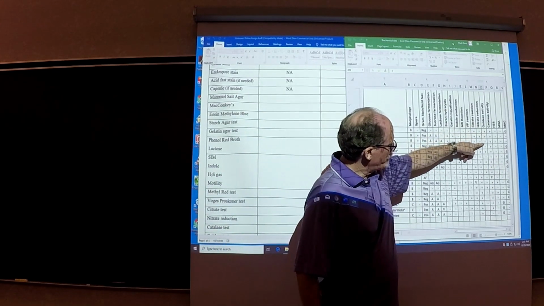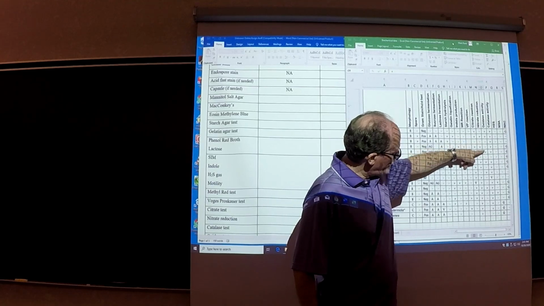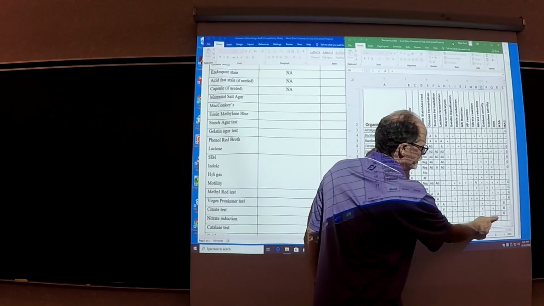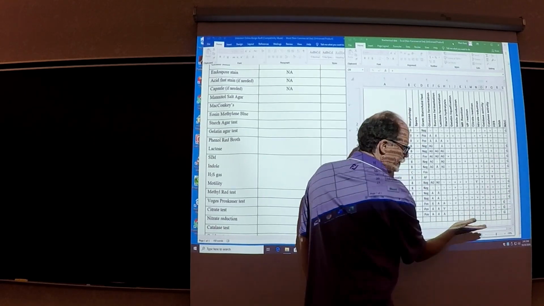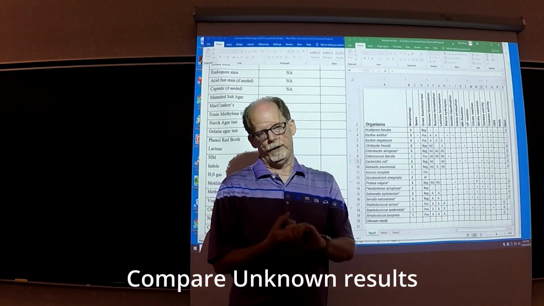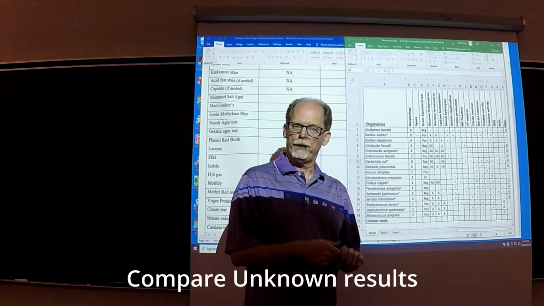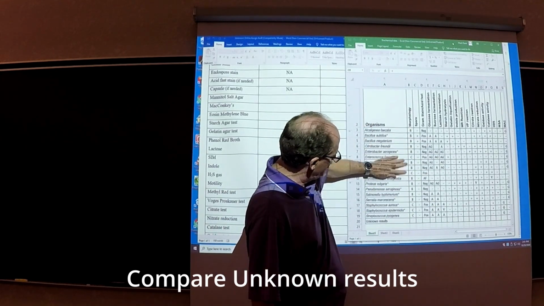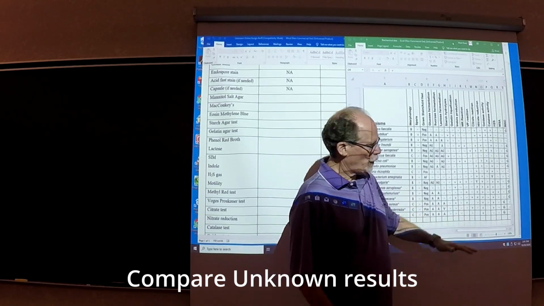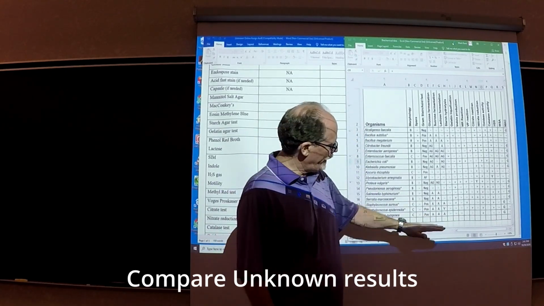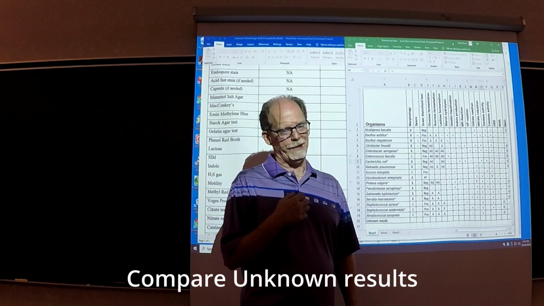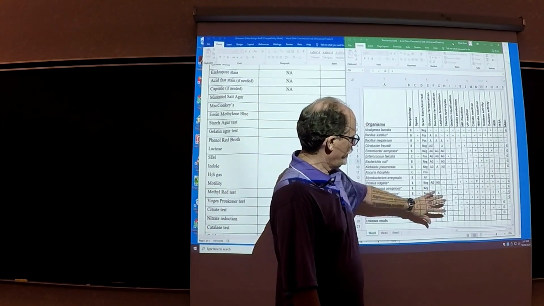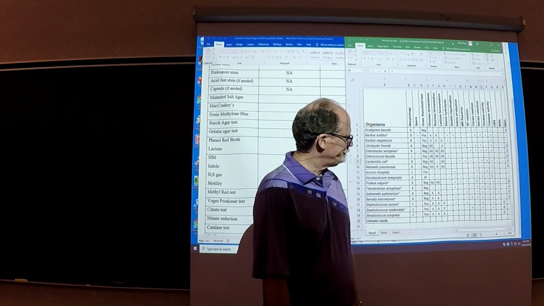For the oxidase test, these are the ones that are positive. So you can put your unknown results at the bottom, then compare the results for your unknown, whether you got unknown A or unknown B, they'll be different, the results, and then decide of all these bacteria, which bacteria is yours. And sometimes it only takes one test to identify it. But these will help, it's sort of fun.